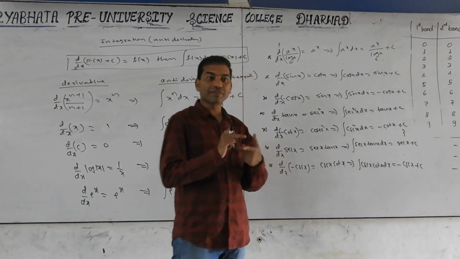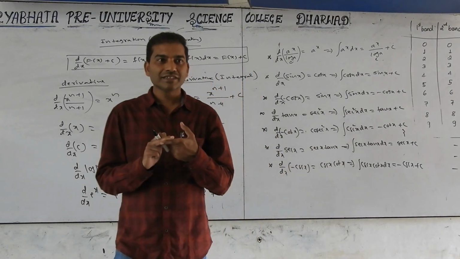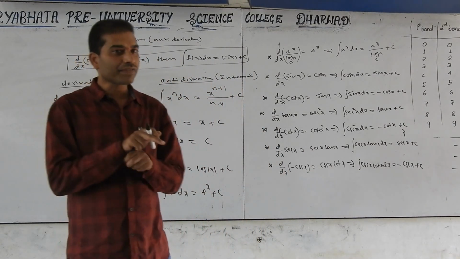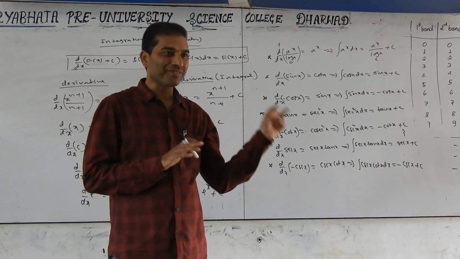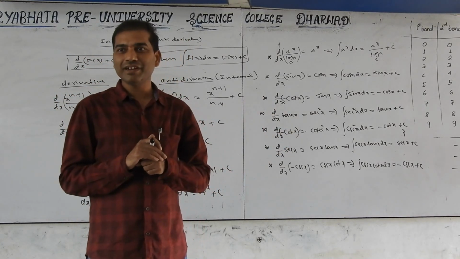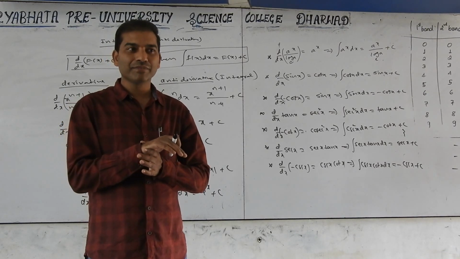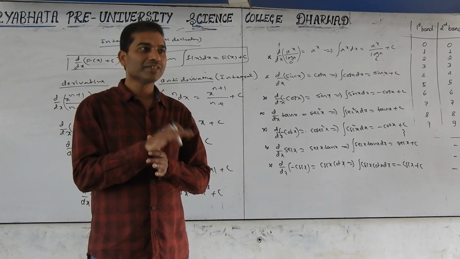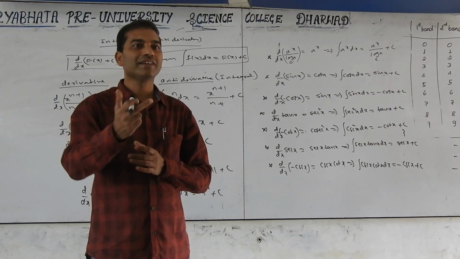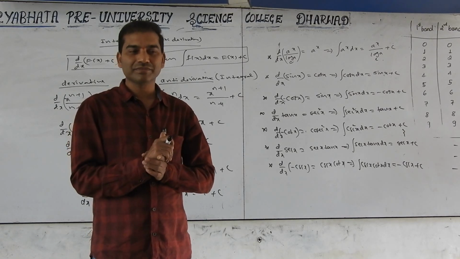Understood? Derivative of tan x is secant square x. Integration of tan x, so far we don't know. Derivative of cot x is minus cosec square x. But integration of cot x, we don't know. That you will get in the further classes.